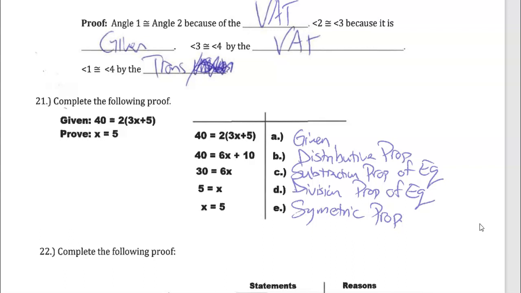Okay, on 21, this would be an example of a proof that I would expect you guys to be able to do on the quiz. It's basically solving an equation and explaining each piece. The main thing is don't forget, if you have something happening on both sides, you have to have the "of equality" part.